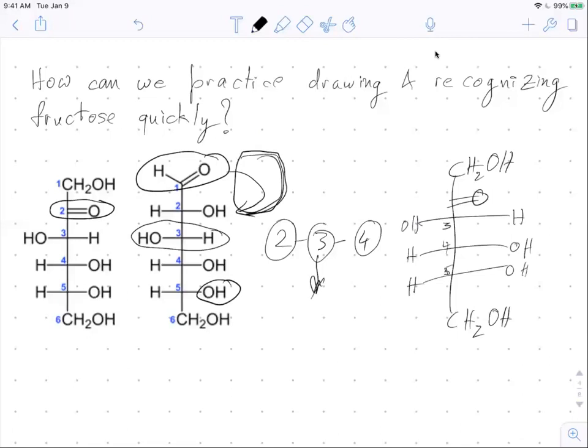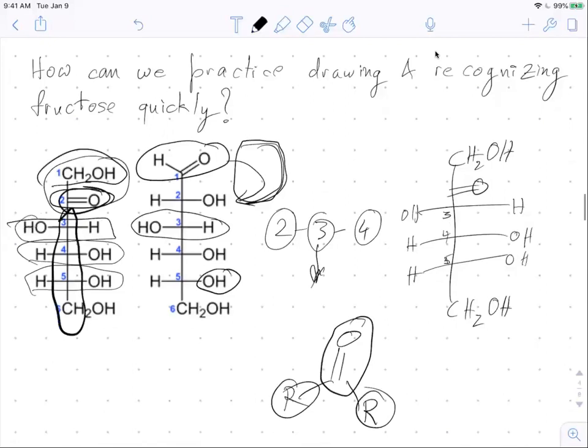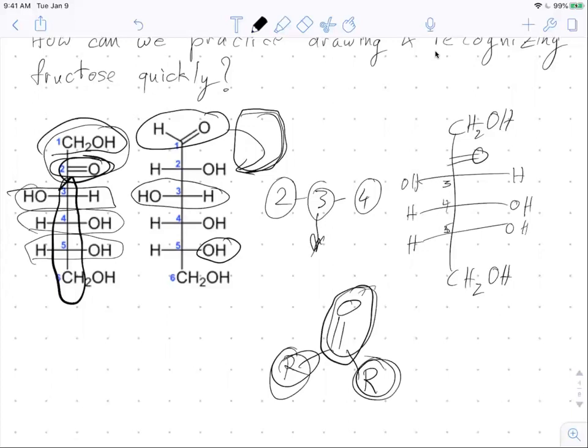H OH, H OH, good. Fourth position, H OH, also good. Third position, OH H, which is just like glucose, yes. And then the first two positions are, one is just a regular carbon chain, hydrated carbon, and the other one is a ketone. And a ketone has two R groups, which means two carbon chains, right? There's a carbon chain here, and there's a carbon chain here. And then there's your carbonyl group. So that's the definition of ketone, carbonyl group with two R's attached to it. So that's how you can quickly identify a fructose.